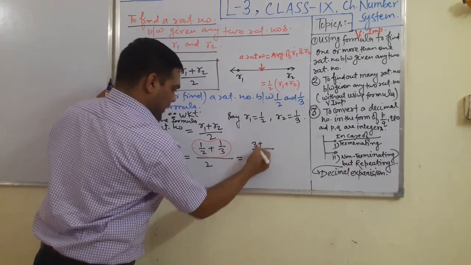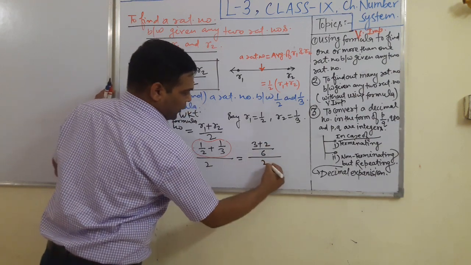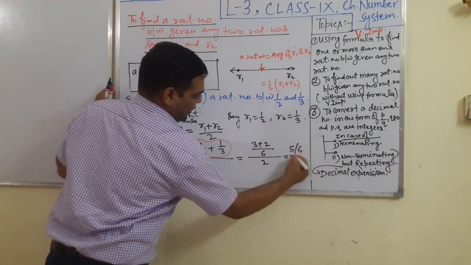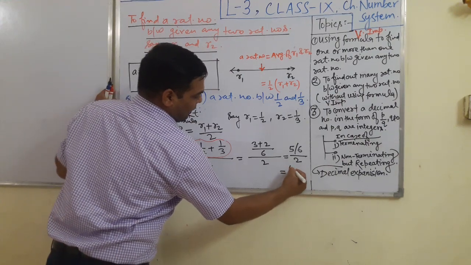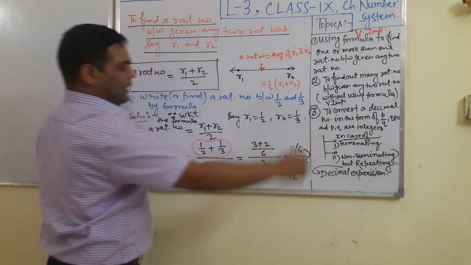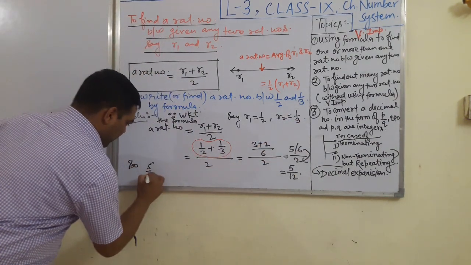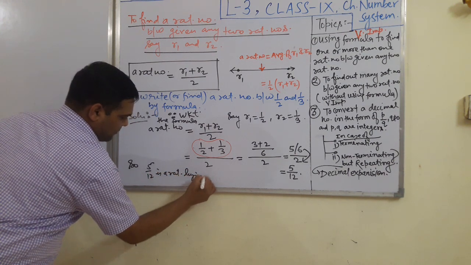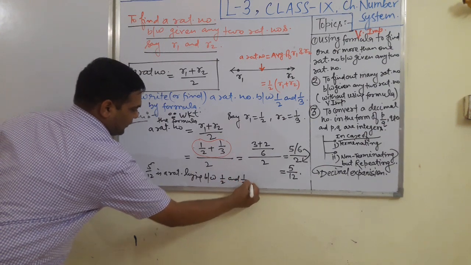So what you will get here? It will come 3 and here it will come 2. The whole thing is getting divided by 2. Further simplify, you will get here 5 by 6 getting divided by 2. When you simplify, you will get here 5 upon 12. So 5 by 12 is a rational number lying between 1 by 2 and 1 by 3.